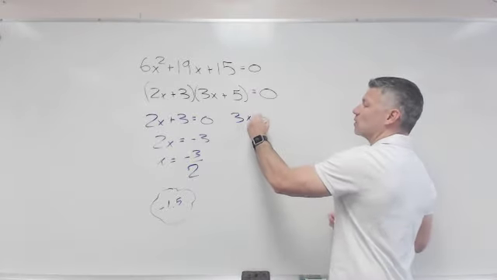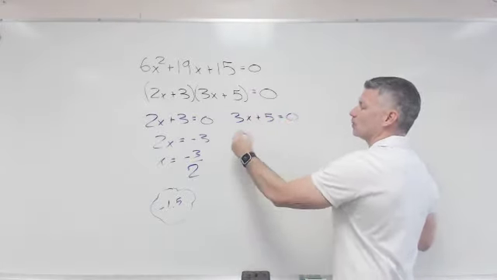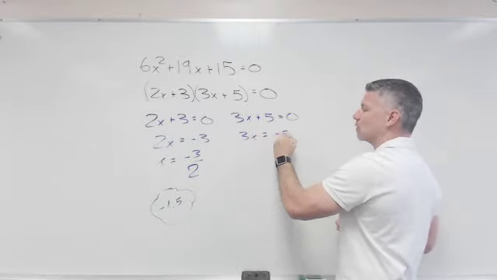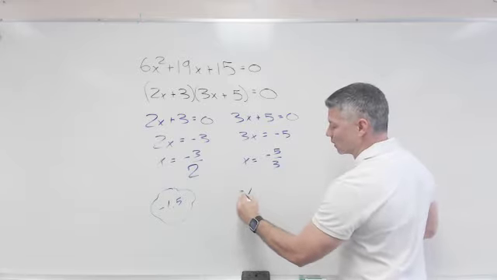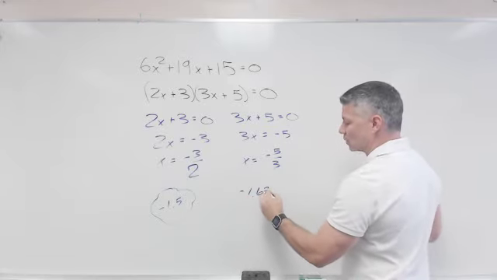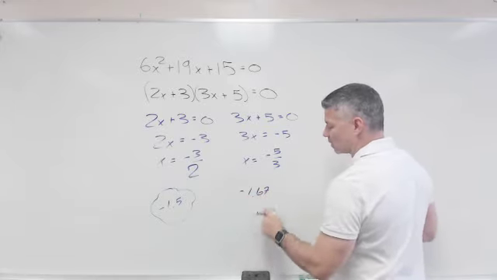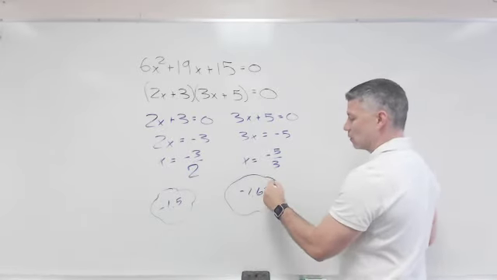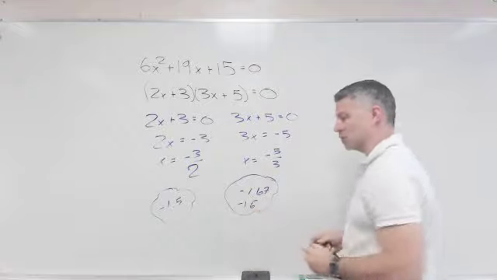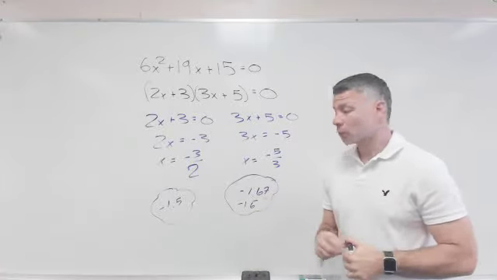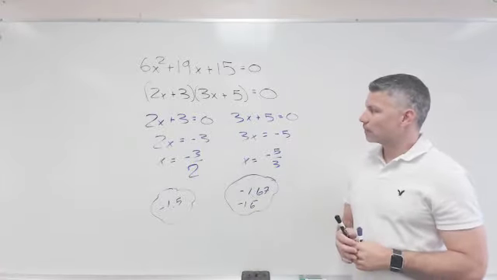We know that maybe 3x plus 5 equals 0. 3x equals negative 5. So x equals negative 5 thirds, and that's like negative 1.67 or negative 1.66 repeating. All right, to be more exact, this is negative 1.6 repeats. Oh, I just rounded here.